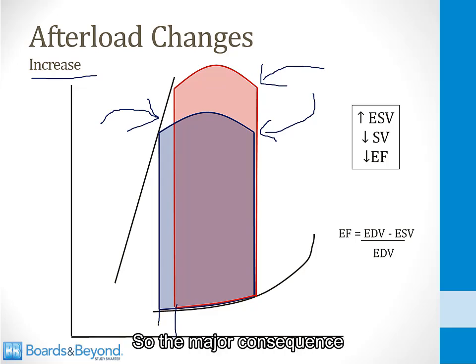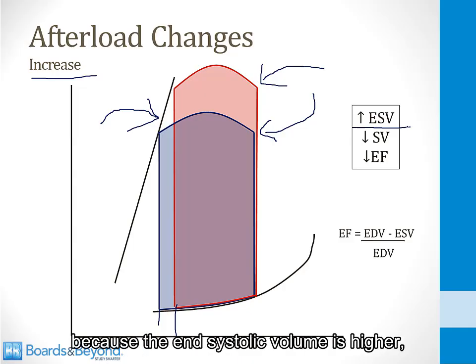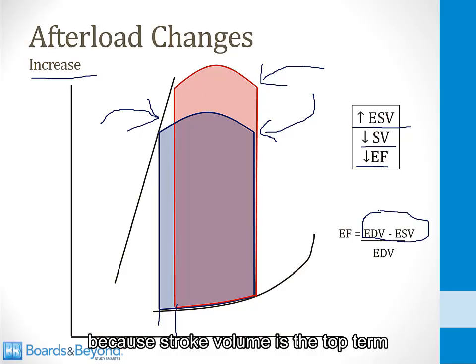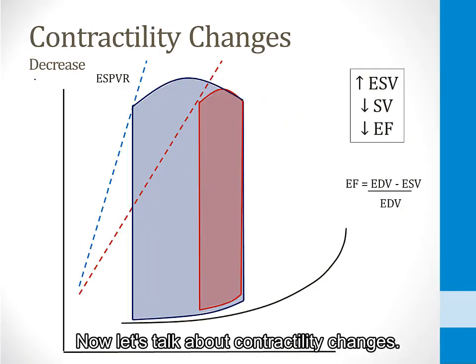So therefore, the end systolic volume shown right here is much higher than it is in the blue pressure volume loop. So the major consequence of raising the afterload is that it's harder for the ventricle to eject blood, so it ejects less blood. Therefore, at the end of systole, there's more blood left behind and the end systolic volume is higher. Because the end systolic volume is higher, the stroke volume is lower. You can see that the red pressure volume loop is narrower than the blue one. And when the stroke volume falls, the ejection fraction falls because stroke volume is the top term in the ejection fraction equation.